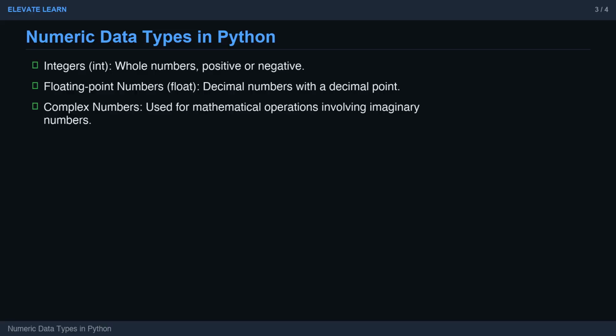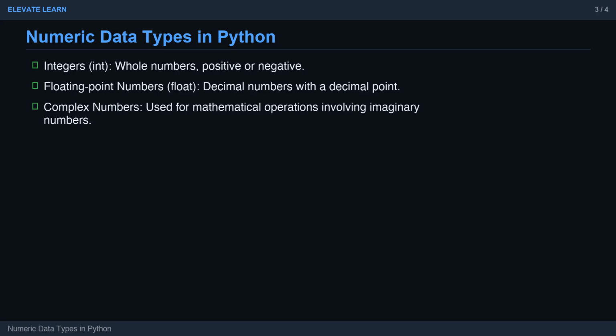Welcome to our journey through the world of data types in Python. Today, we're focusing on numeric data types. First up, integers, int. These are whole numbers, positive or negative like -5, 7, or 100. Next, floating point numbers, float, which include decimals. For example, 3.14 for pi, or even just a simple decimal point like 25.0.